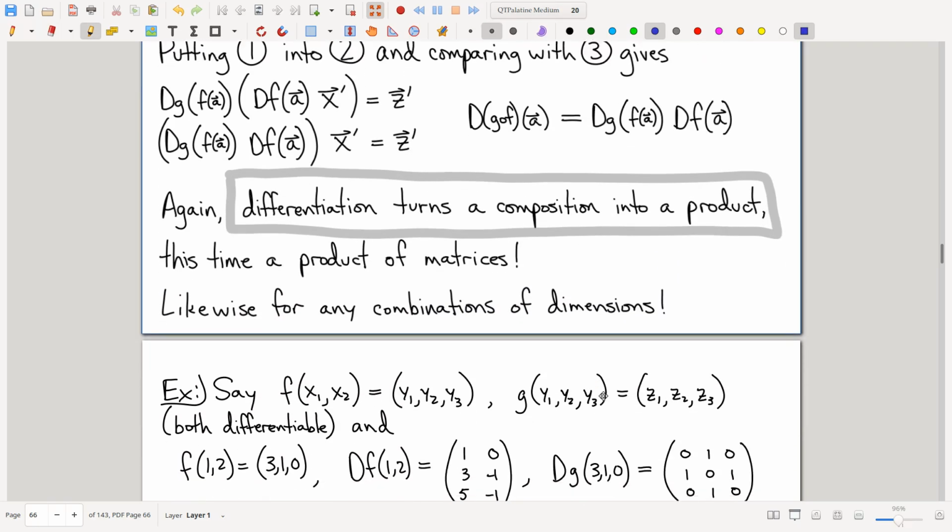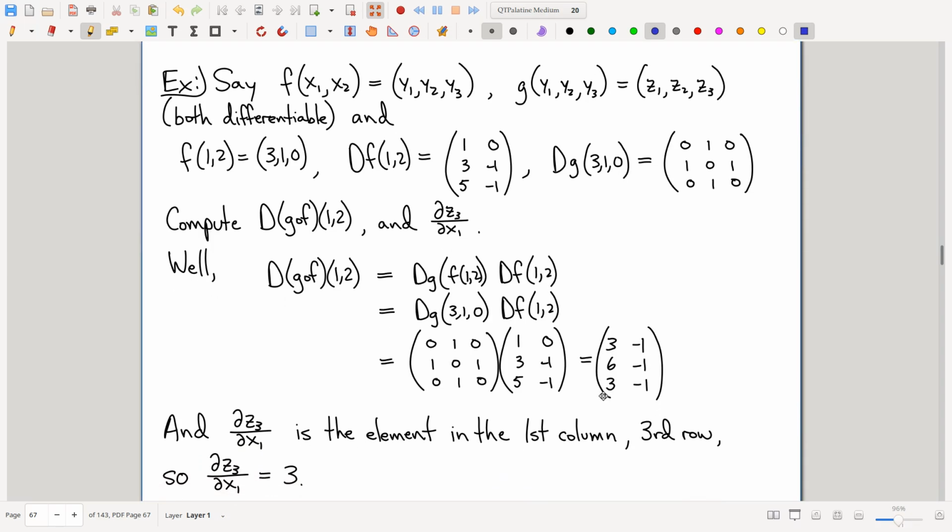Okay. All right. So let's do an example. Here's a multivariable function. Another multivariable function. And the question says, a bunch of information is given. We'll come back to that as needed. The question says, how do I find the derivative matrix of that composition? Right? So now this question, it also asks about a particular partial derivative. We'll come back to that in a second.